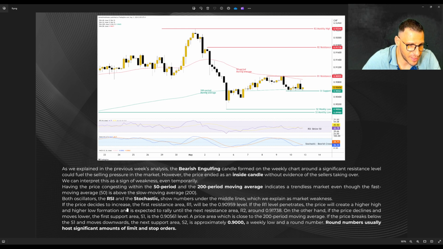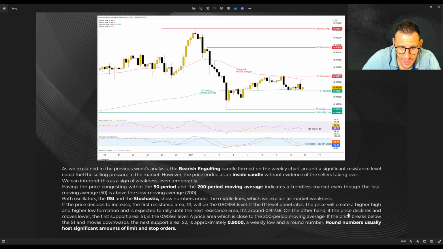So if the price increases, the first resistance area, R1, will be the 0 point, the number anyhow you read here. If this level breaks and the price makes a higher high, so first, if the price increases, we expect it to reach the R1 resistance. Now, if it penetrates and closes above the R1 resistance, then we expect it to travel further, and the next area of resistance I find significant is this one here, the R2.